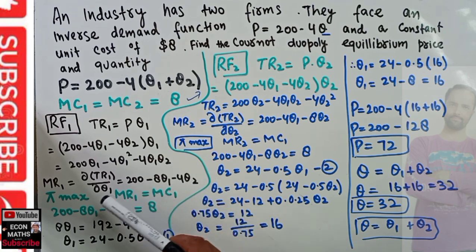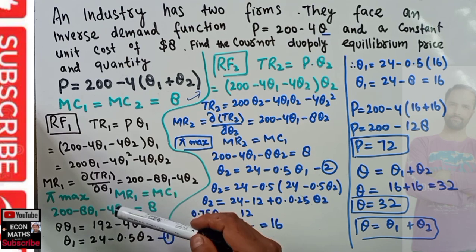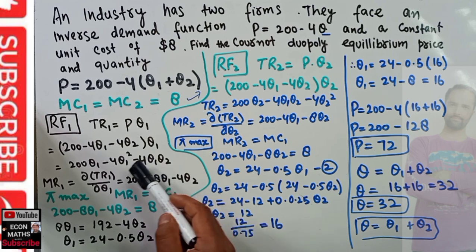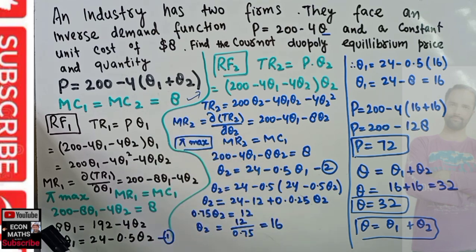Now we know that the profit maximizing condition for each individual firm is that it will equate its marginal revenue with its marginal cost. The marginal revenue function is this, and we equate it with the marginal cost. So we have 200 minus 8Q1 minus 4Q2 equal to 8. Solving for Q1, we get Q1 is equal to 24 minus 0.5Q2.